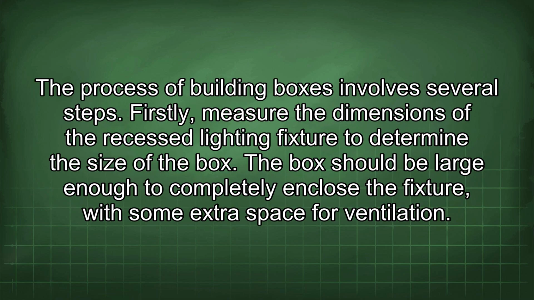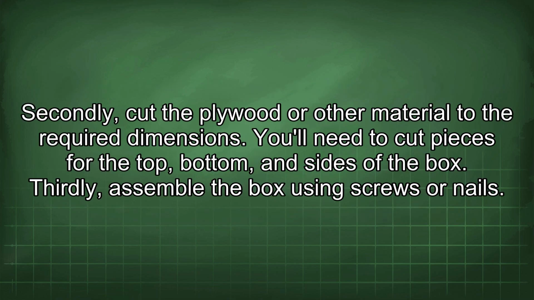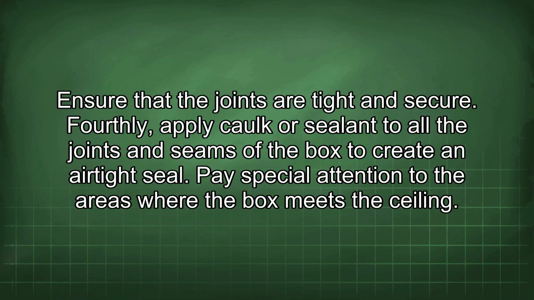The process of building boxes involves several steps. Firstly, measure the dimensions of the recessed lighting fixture to determine the size of the box. The box should be large enough to completely enclose the fixture, with some extra space for ventilation. Secondly, cut the plywood or other material to the required dimensions. You'll need to cut pieces for the top, bottom, and sides of the box. Thirdly, assemble the box using screws or nails. Ensure that the joints are tight and secure.